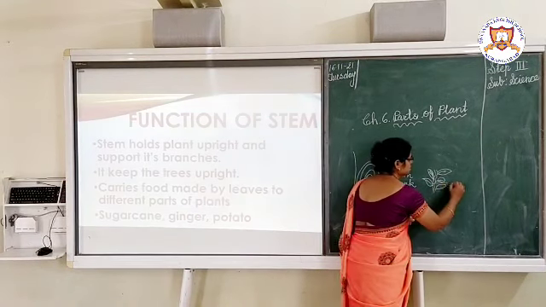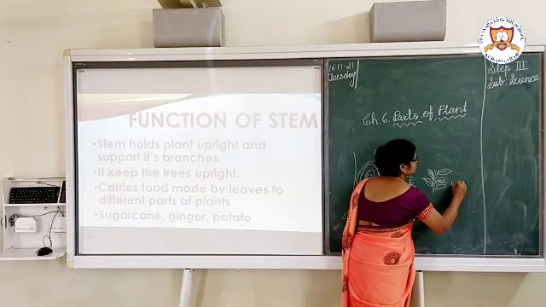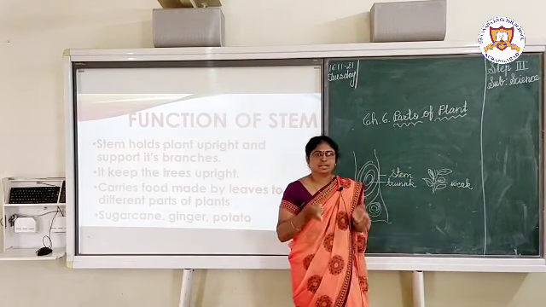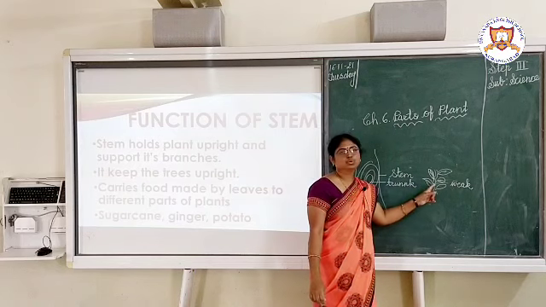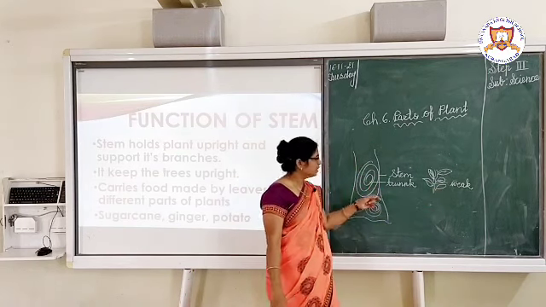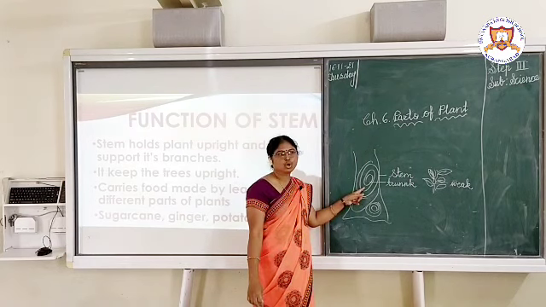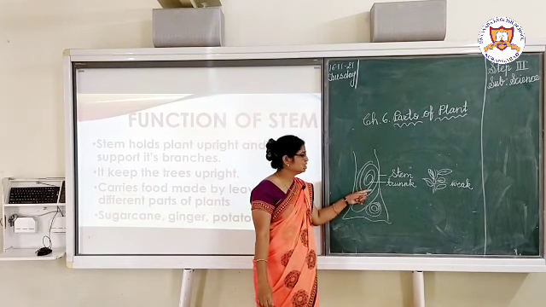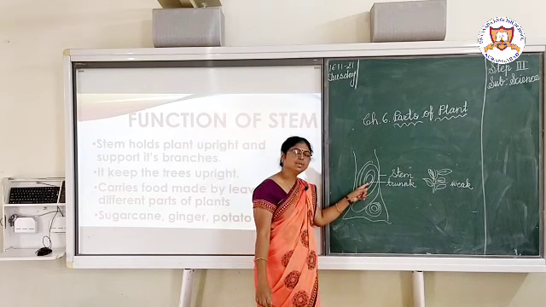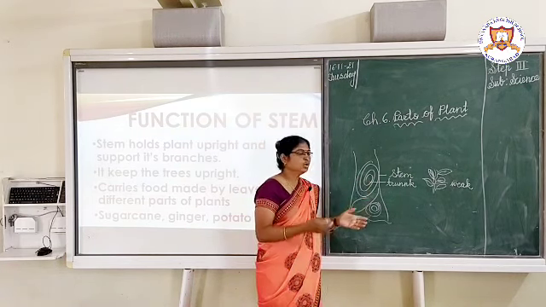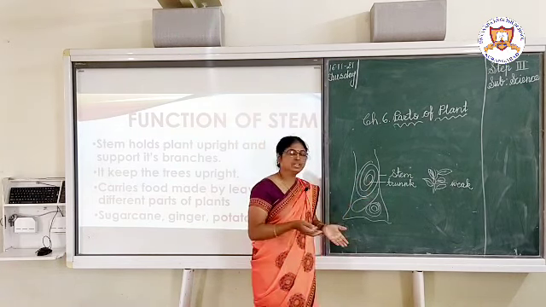Which type of stem is it? It is not strong, so it is weak. Due to that, it can't stand straight, so it needs support to grow. But in this plant, the stem is very strong and woody. This stem does not need support, but it supports its branches and the tree also.